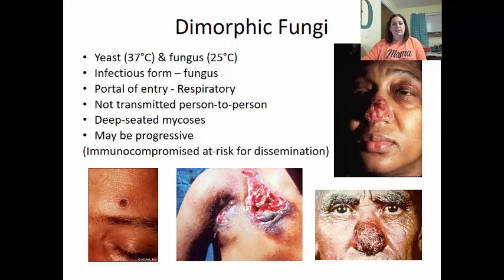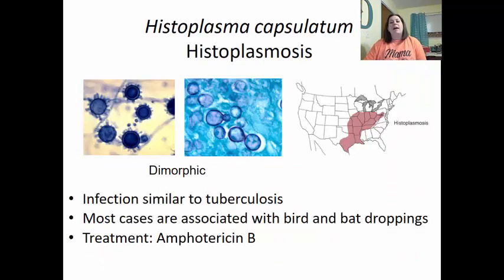Histoplasma capsulatum is going to cause histoplasmosis. This is again a dimorphic form. We see that the infection is similar to tuberculosis. Most cases are associated with bird and bat droppings, where we've been exposed to that. The reason we find it associated with bird droppings is that the droppings provide nutrients for the fungus. We see that bats are going to carry this fungus as well because of their lower temperature. The treatment here is amphotericin B.